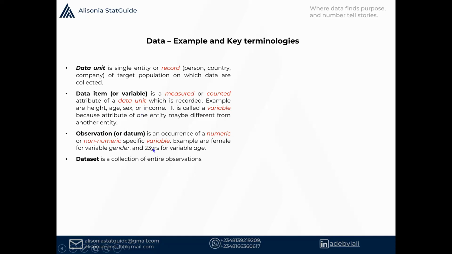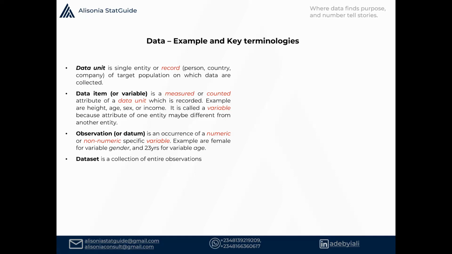And 23 years is a numeric observation for variable age. It means you might collect a non-numeric observation for a record of a person, in this sense, gender, which is female. You might also collect a numeric observation for a record of a person, in this sense, which is what? Age. So when I talk of a data set, it is just a collection of the entire observations.